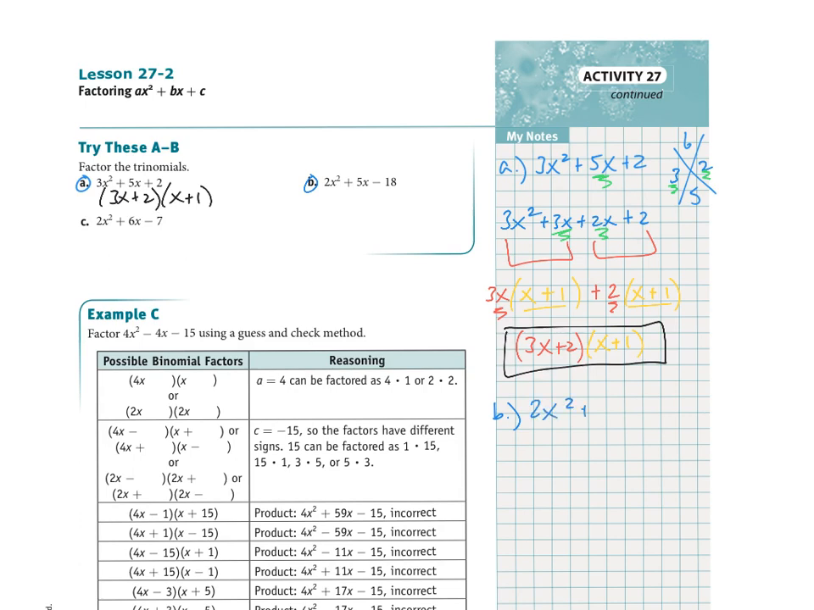All right, let's try this problem. Working with a little bit of bigger numbers. Okay, so what multiplies to negative 36 but adds to 5? That's actually going to be 9 and negative 4, because it's a positive 5. The 9 is positive and the 4 is negative, otherwise it'd be a negative 5. So we are going to take that 5x and change it to 9x minus 4x. So we have 2x squared plus 9x minus 4x minus 18.